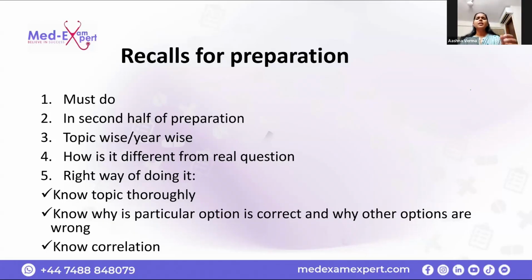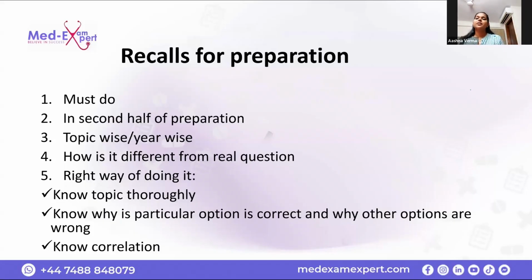There are recalls available which are year wise and also topic wise. So you can solve them topic wise, if you have covered one topic and then go about solving recalls. You can even do it year wise, but we do not suggest going back to very old recalls. It's okay if you just do the last 3 to 4 years of recalls, that is good enough.